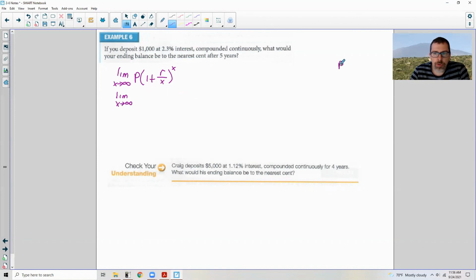So then we substitute in our givens, the limit as x approaches infinity. Off to the side here, like we've always been doing, the principal is 1,000. The r is 0.023, and x is always going to go to infinity. So it's going to be the limit of the principal times 1 plus 0.023 over x to the power of x.